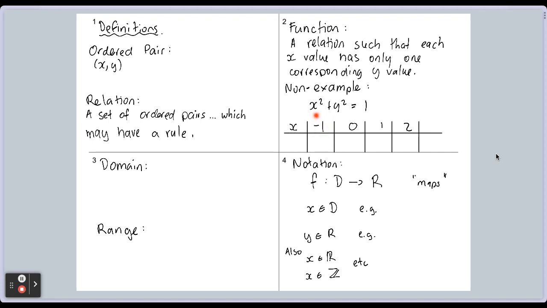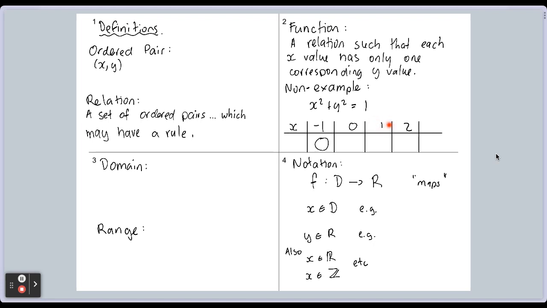So if I use x equals minus 1, I would replace x squared with minus 1 squared. Minus 1 squared is 1. So we have 1 plus y squared equals 1. Subtract 1 from both sides, I'd get y squared equal to 0. And so therefore y is equal to 0. Is that okay with everybody? If I don't have to write it out, it's so much better.